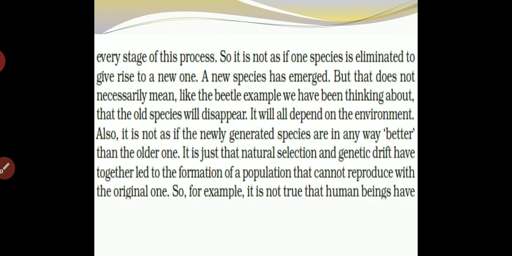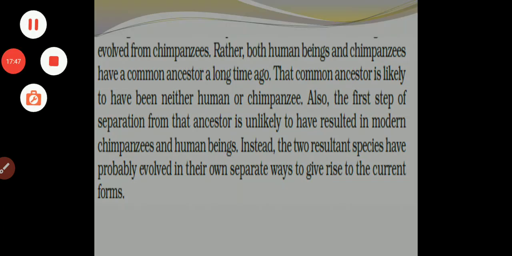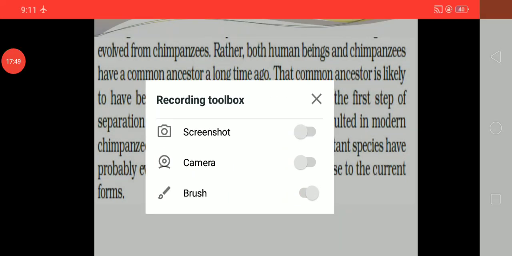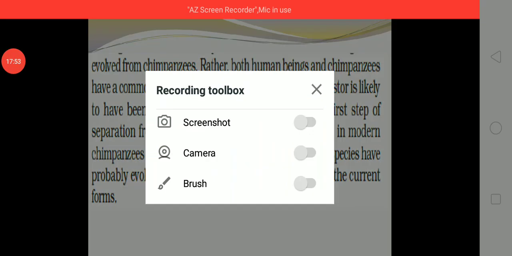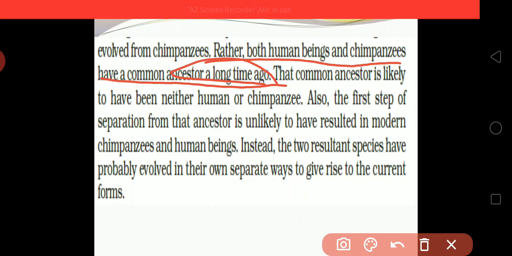It is not true that human beings have evolved from the chimpanzee. Rather, both human beings and chimpanzees have a common ancestor a long time ago. That common ancestor was likely neither human nor chimpanzee.